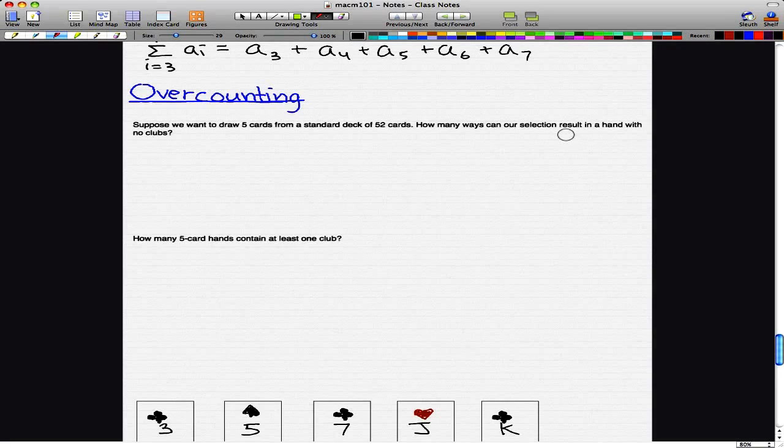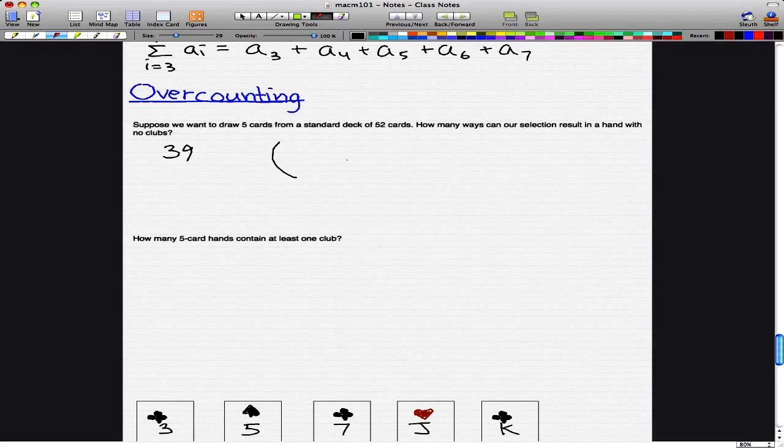That's just a long-winded way of saying how can we get a hand that has no clubs. So here are the different number of ways. All you have to do is take away the 13 cards from the 52 that are clubs. If we take away 13 from 52, that'll leave us with 39 cards, and these 39 cards will have 3 suits: diamonds, hearts, or spades. And there are no clubs.